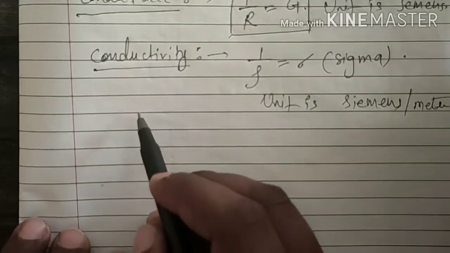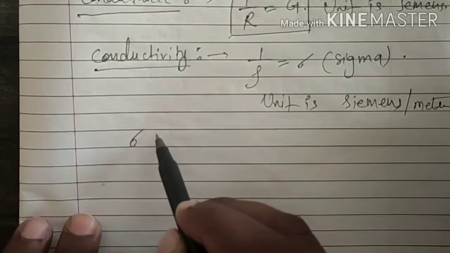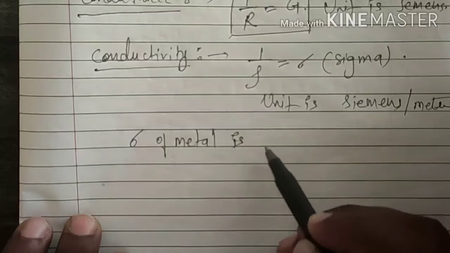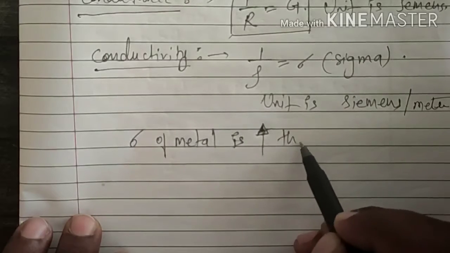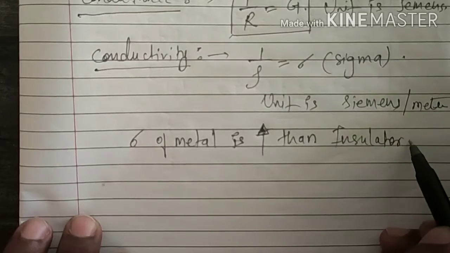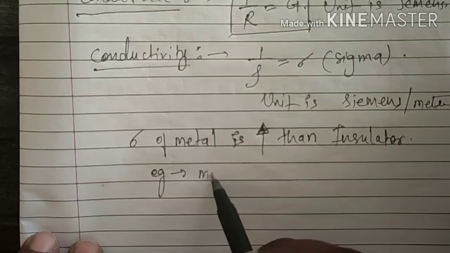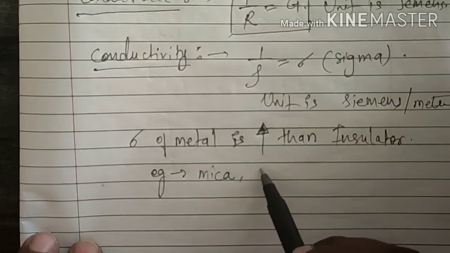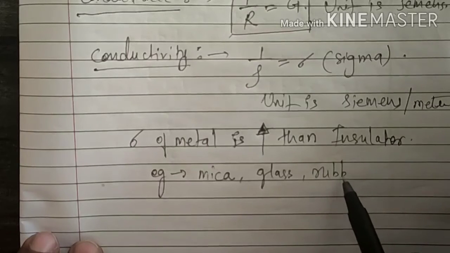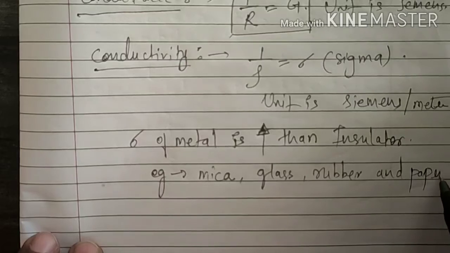The conductivity of a good conductor such as a metal is higher than that of an insulator. Examples of insulators: mica, glass, rubber and paper. So these are the examples.